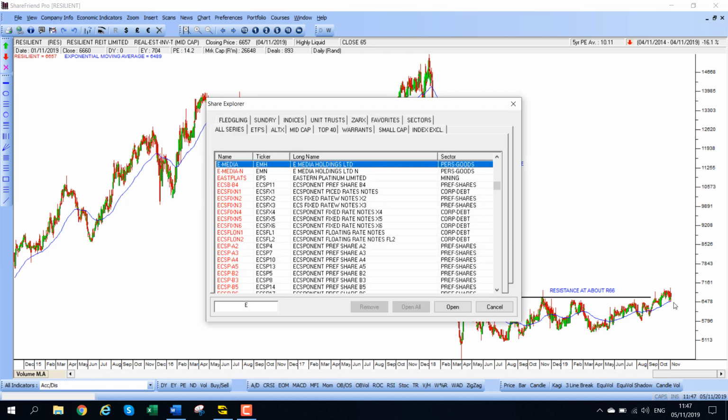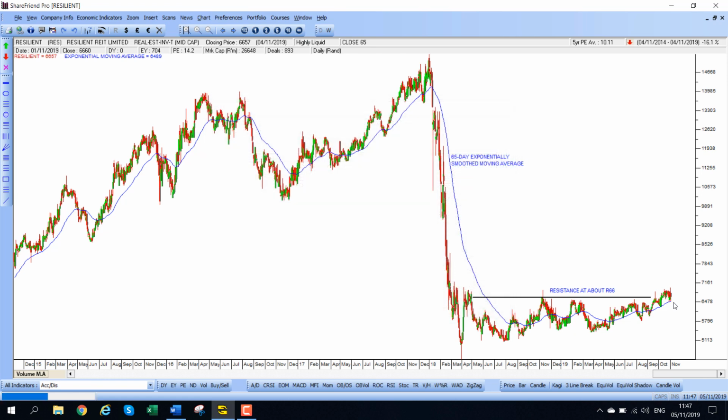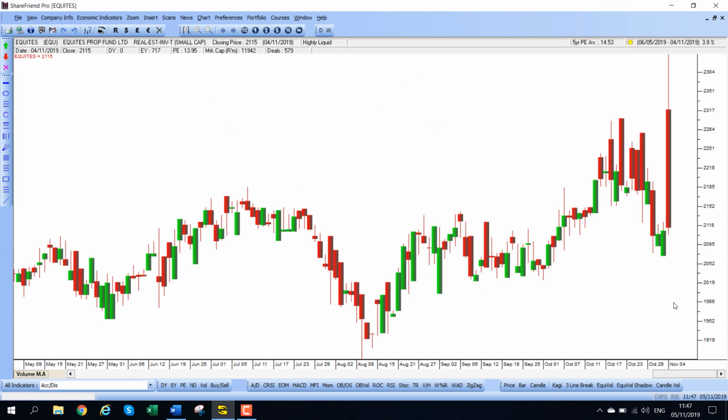Another property company that is worth looking at is Equites. Equites is the only real estate investment trust in South Africa which specializes in logistics and distribution properties. So they're buying warehouses and distribution properties which can be used for online shopping. They recently bought a 100,000 square meter logistics property in Germiston, which is occupied by Simba, a very good tenant.